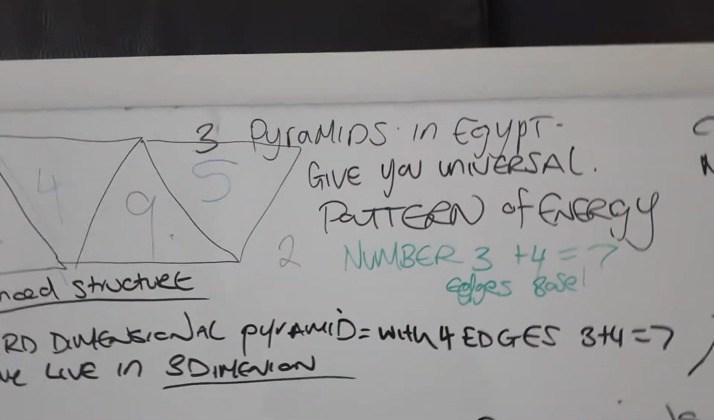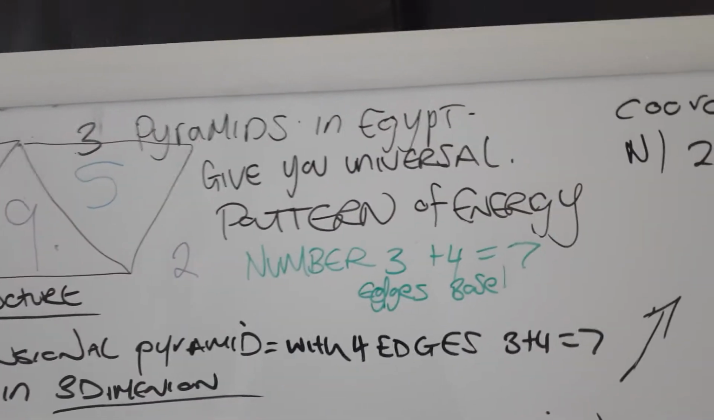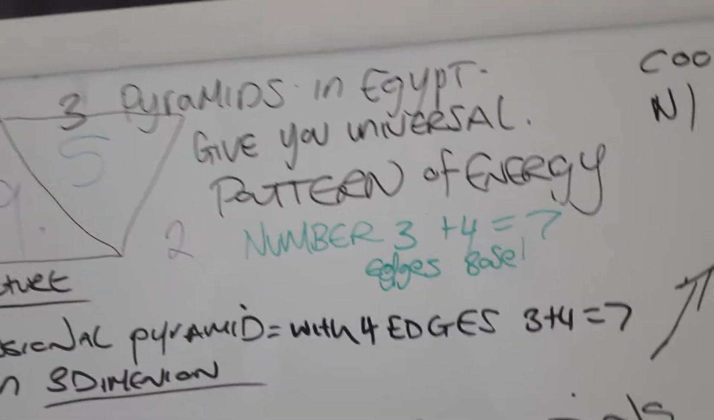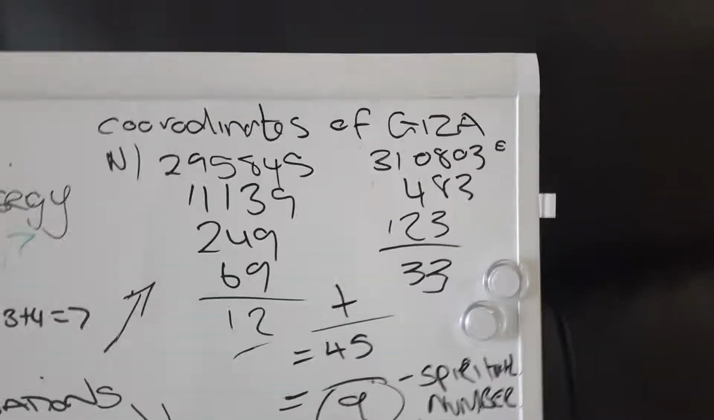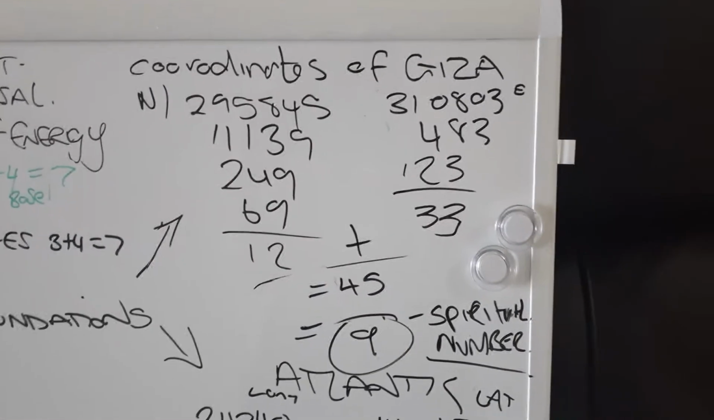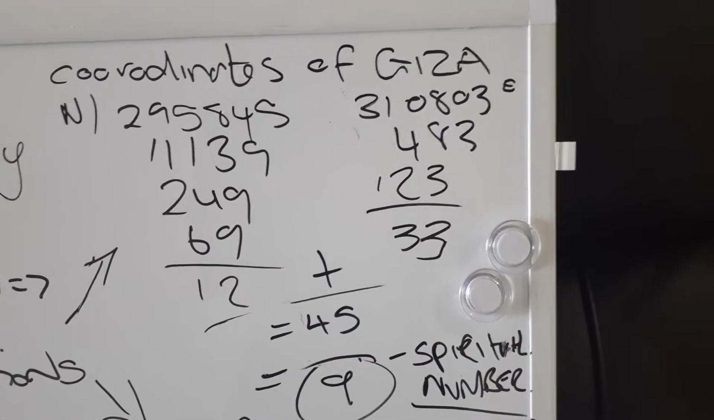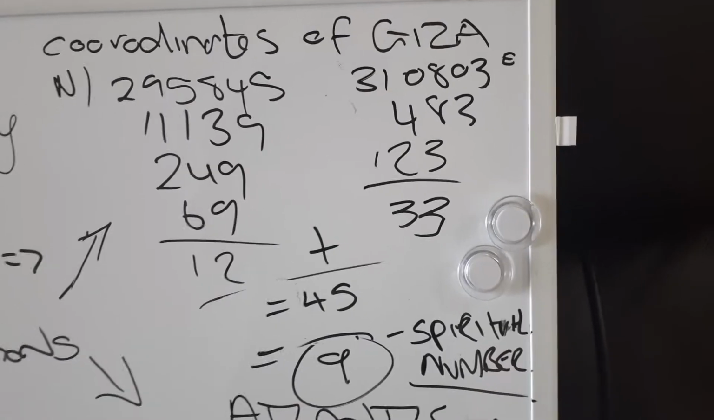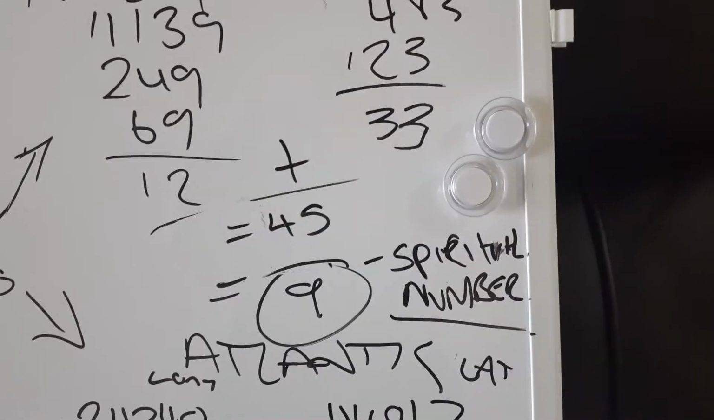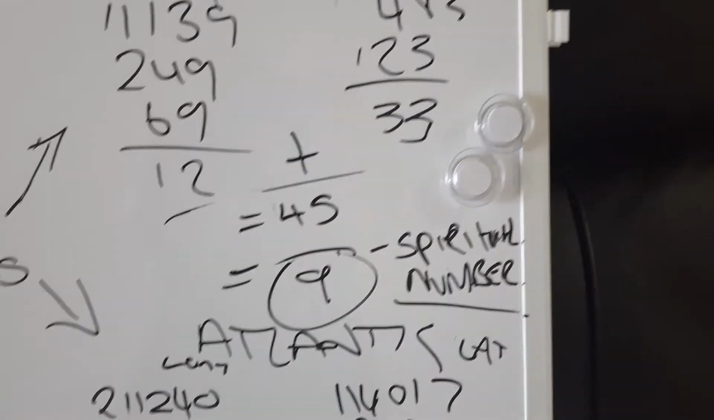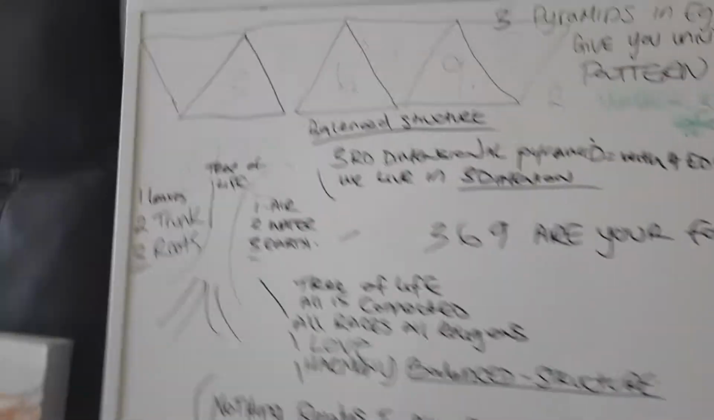Now, the number 3 is the 3-dimensional periods, plus the 4 points on the base equals 7. Okay. And then we go over here. The coordinates of Giza. So I've given you a breakdown. 12 on one side, 33 is 45. Break 4 and 5 is 9. It's a spiritual number. So the pyramids of light, divine spiritualness, right?